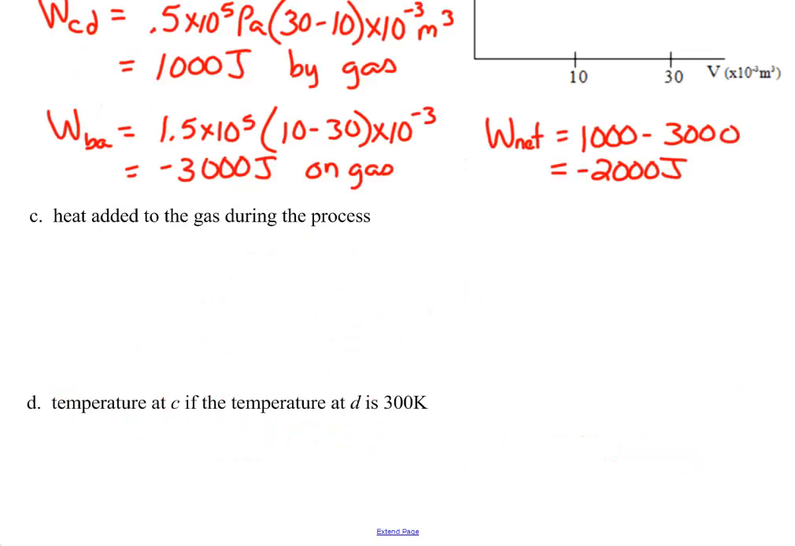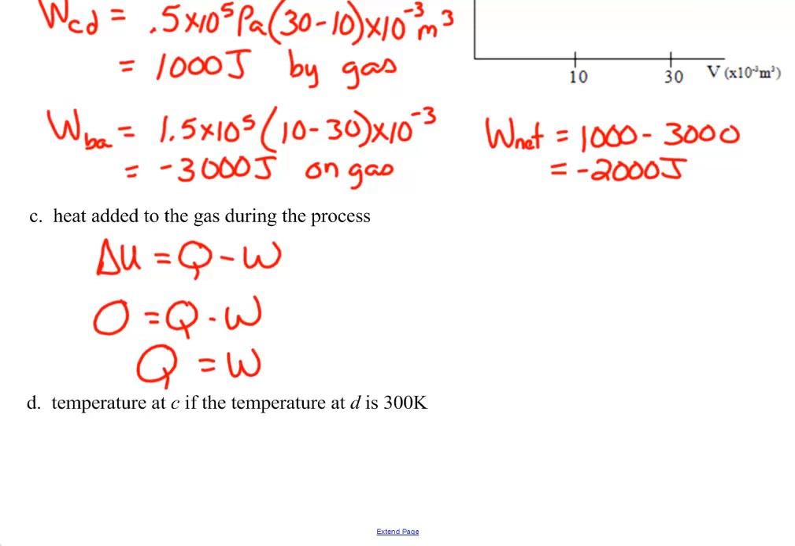Heat added to the gas during the process. Well, we found from part A that the change in internal energy is 0, and internal energy change equals Q minus W. So we have 0 equals Q minus W, which means that Q, heat, equals the work done. Well, the work done is minus 2,000 joules, so that means that Q is negative 2,000 joules. So heat is not added. We have a negative Q, so heat is removed.